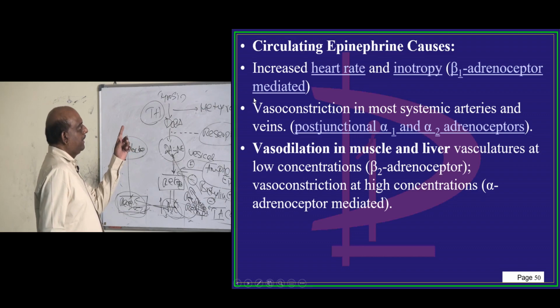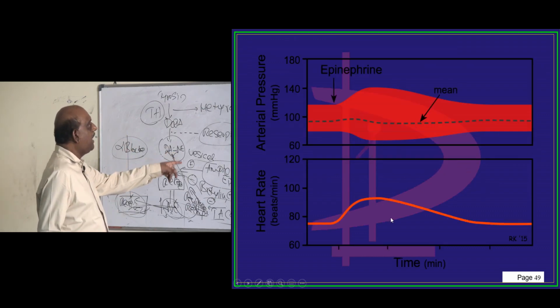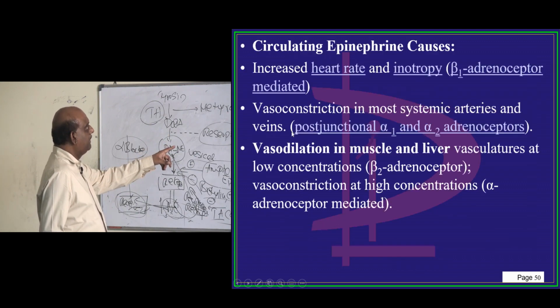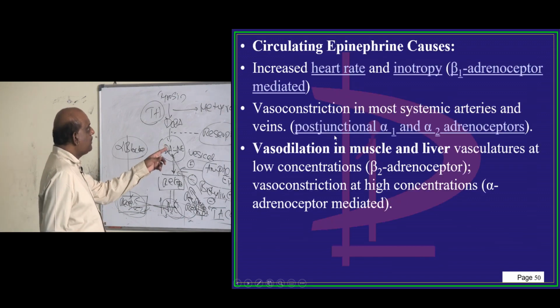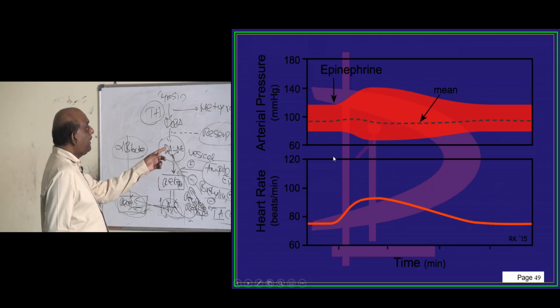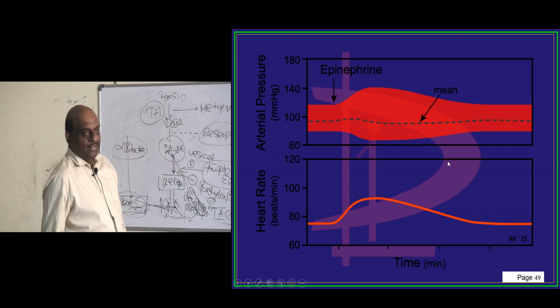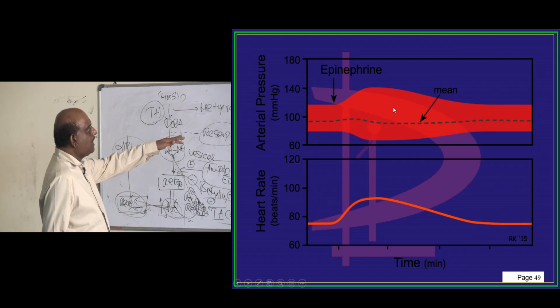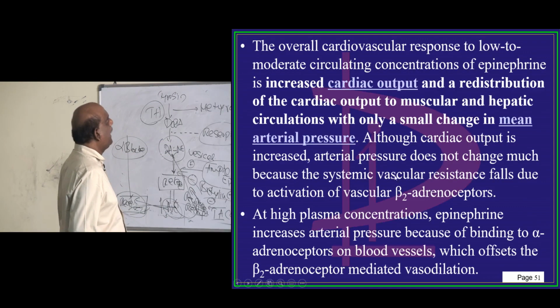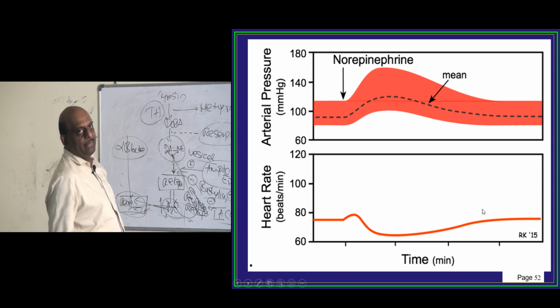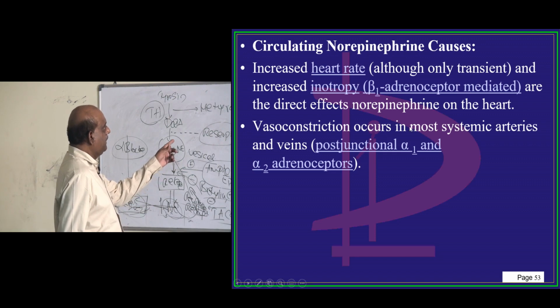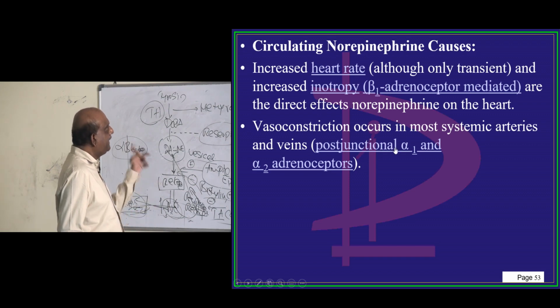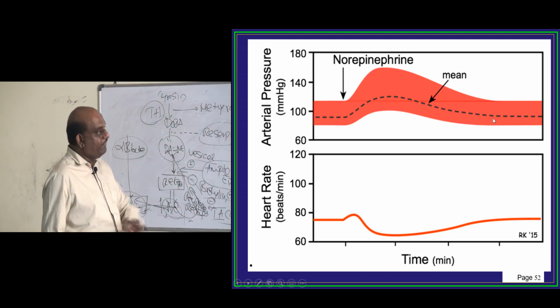Epinephrine will cause an increase in heart rate and inotropy, because of beta 1 receptor mediated action, and it causes vasoconstriction, but it also leads to vasodilatation, and that is the reason the net effect on the mean arterial pressure is not much if you give epinephrine, is what you need to remember. Whereas if you give norepinephrine, it increases the heart rate, increases inotropy, and increases vasoconstriction only, no vasodilatation.